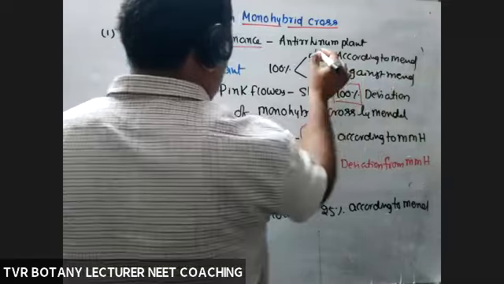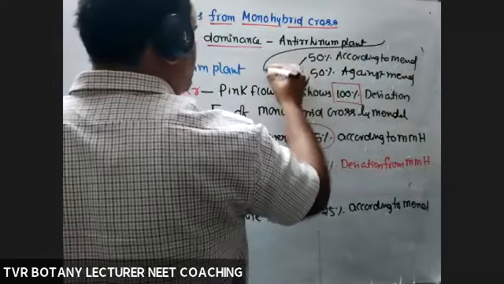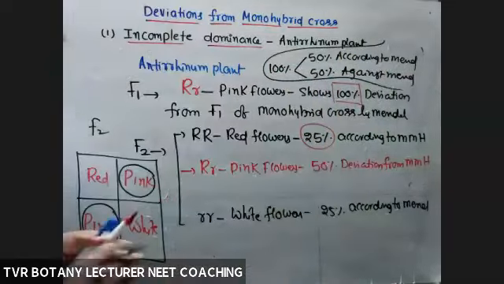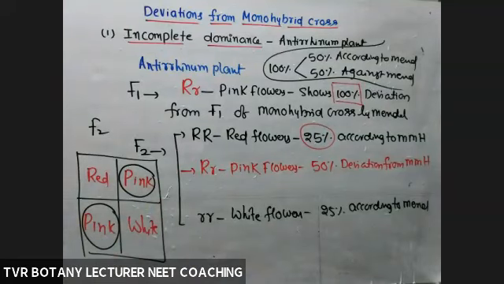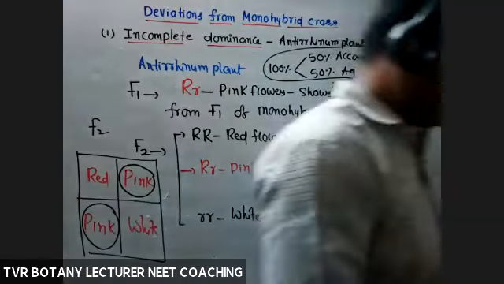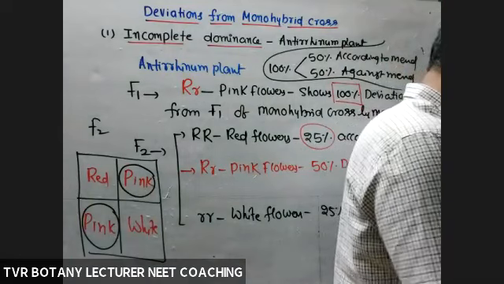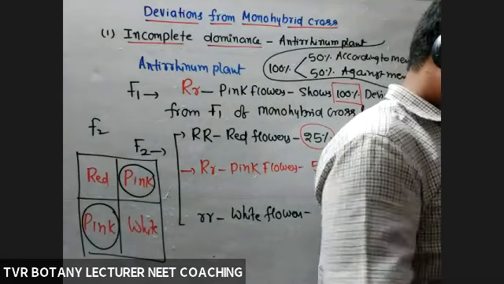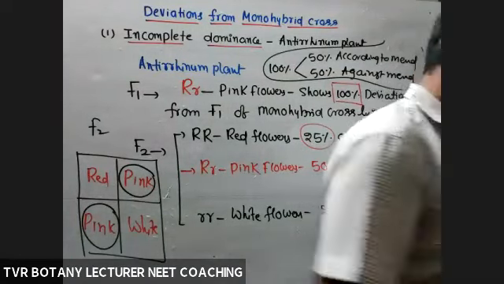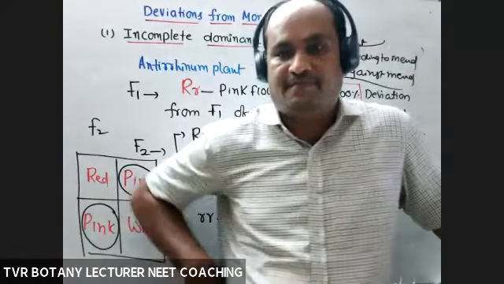This is regarding F2 only. In the case of F1, 100% deviation. Right? Is it clear? So far we completed incomplete dominance in the Antirrhinum plant.